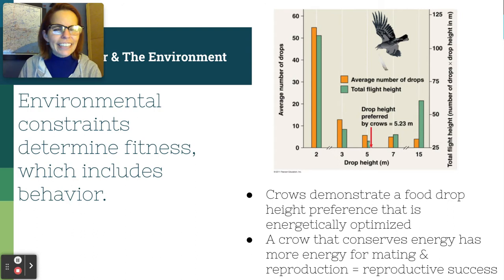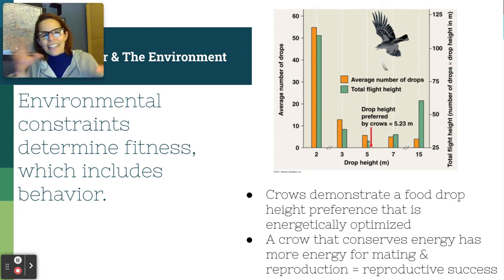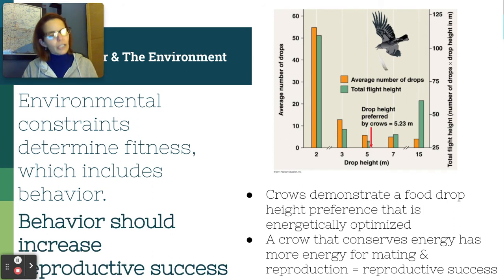All right, environmental constraints. So things that are an issue in an environment, they determine fitness, which includes behavior. Behavior should increase reproductive success, and hopefully you're starting to get the hang of that. So here's a super interesting study. We've got crows and how high they fly in order to drop a particular food and allow it to crack open. So it says crows demonstrate a food drop height preference that is energetically optimized. What? We'll talk about that in just a minute.